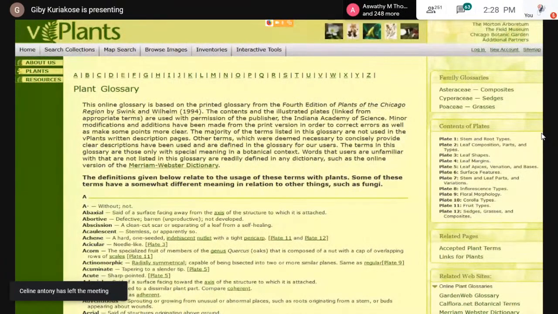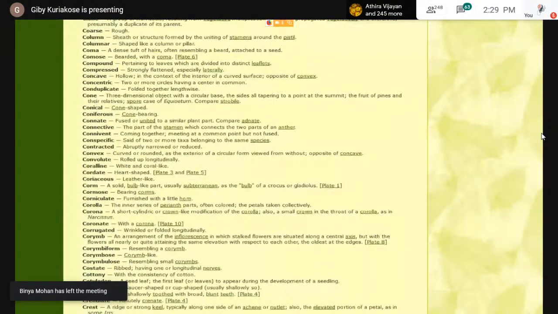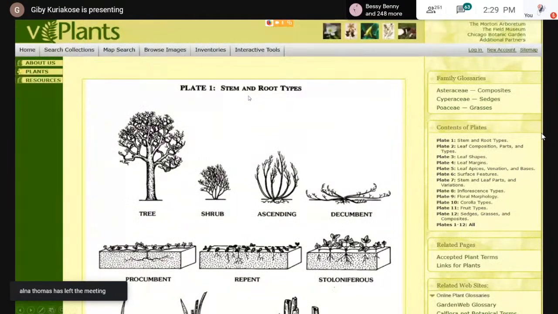There are a few sites, of which I would recommend this VPlants plant glossary site. This is a wonderful site, and they are updating the technical details, new technical terms, and also the ones which are not included in the glossary. They explain each and every character, and may have explanations of technical terms within the explanation, or there are plates or pictures like this. They have very good explanatory pictures or drawings.